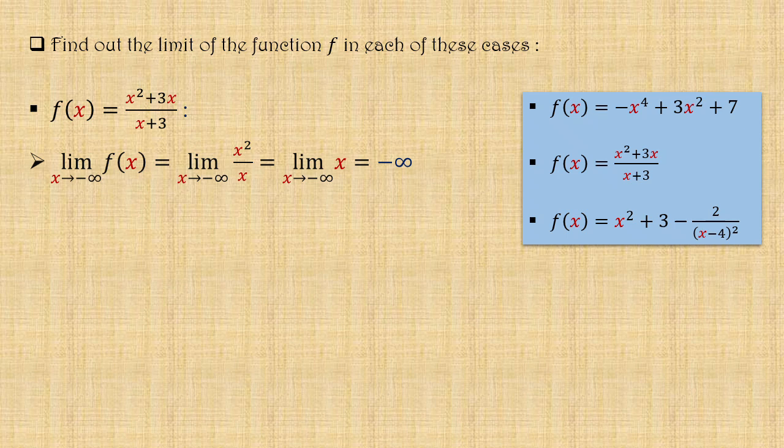As when x heads to positive infinity, the limit of our rational function f equals also the limit of x squared over x, that cancel out to give us the limit of x, when x heads to positive infinity, that equals positive infinity.